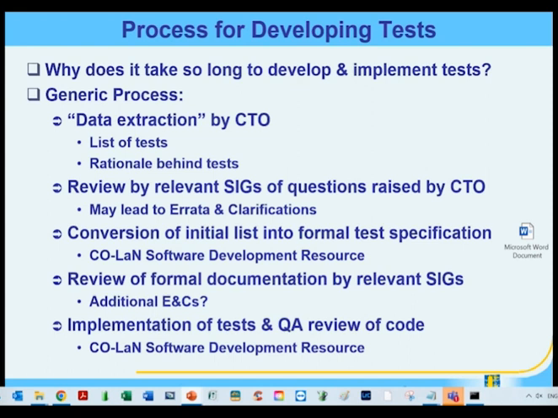It's taken us 18 months to get those tests to where we are now. Property package tests, 72 of them. It's taken us about 18 months to document and implement them. Why does it take so long? We have a generic process. So the first step is there's a data extraction phase by Michelle, which produces a list of the tests required for an interface and gives the rationale behind those tests.